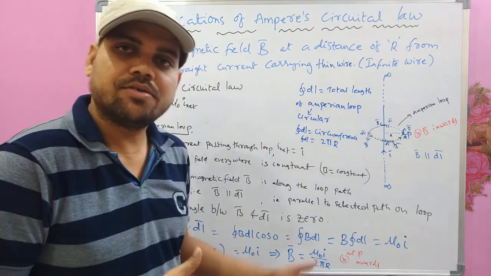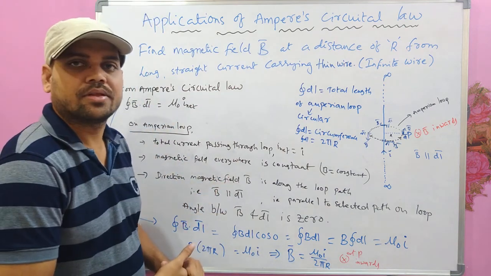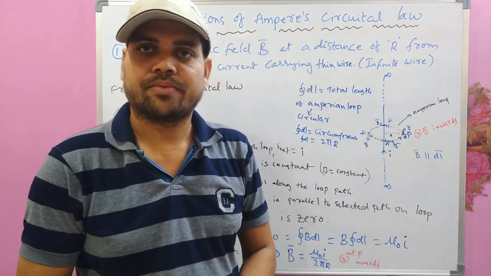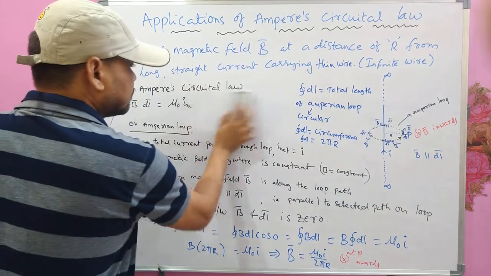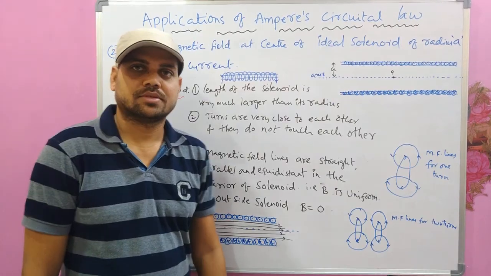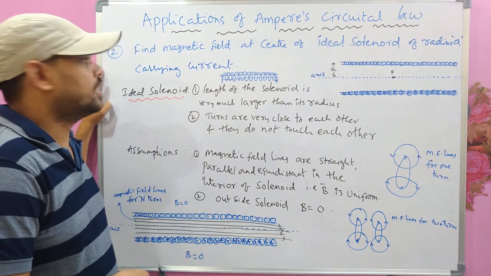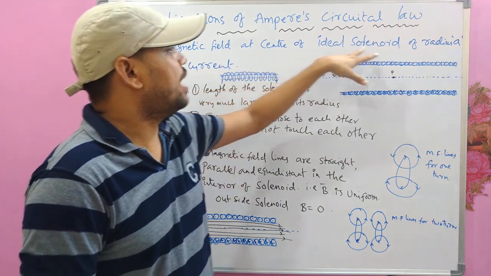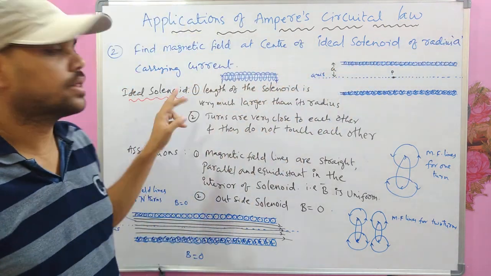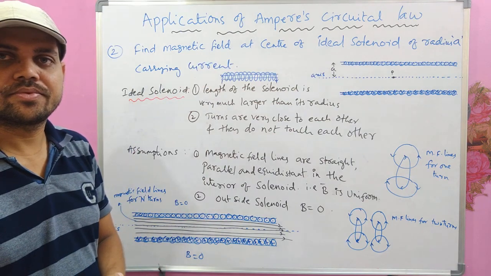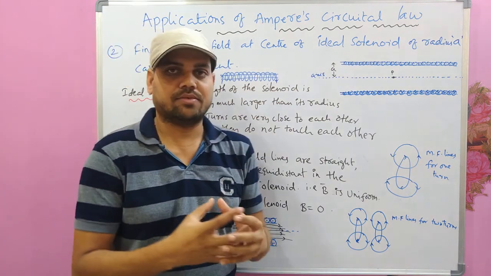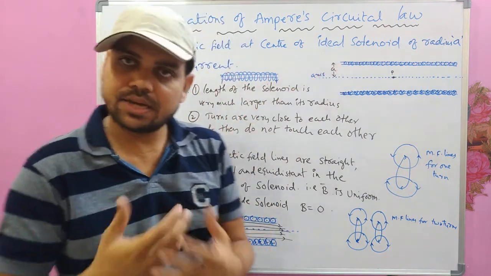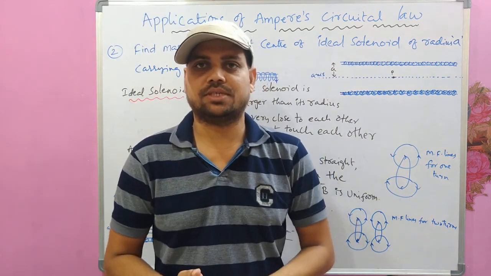Okay, now we will see another example of how we can find the magnetic field using Ampere's circuital law. So this is the second example that I have taken. Find the magnetic field at the center of an ideal solenoid of radius A carrying current. Before we find the magnetic field at the center of the solenoid, what is a solenoid first?